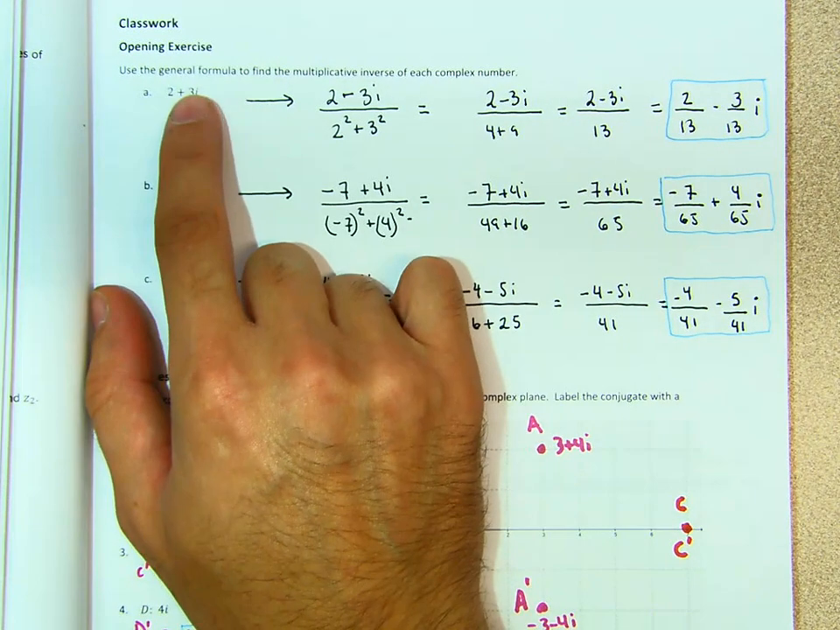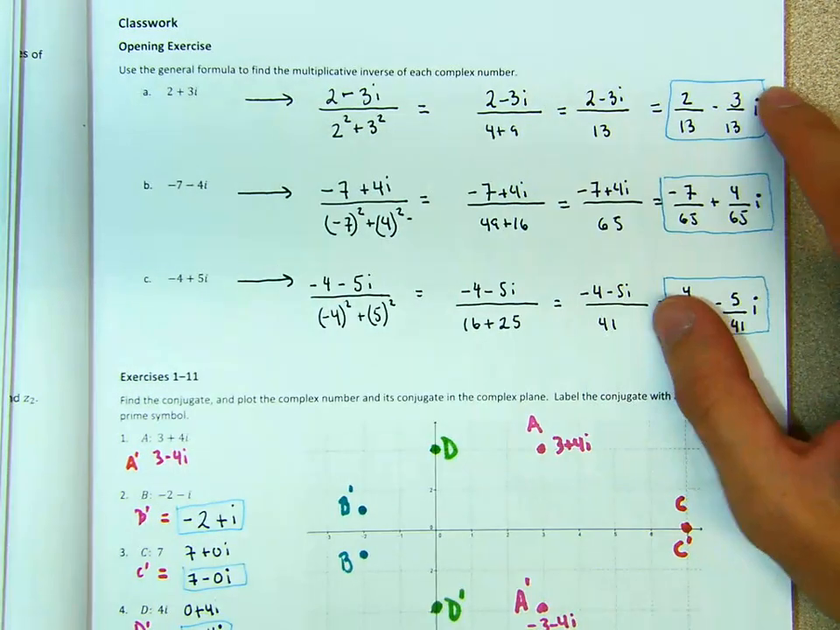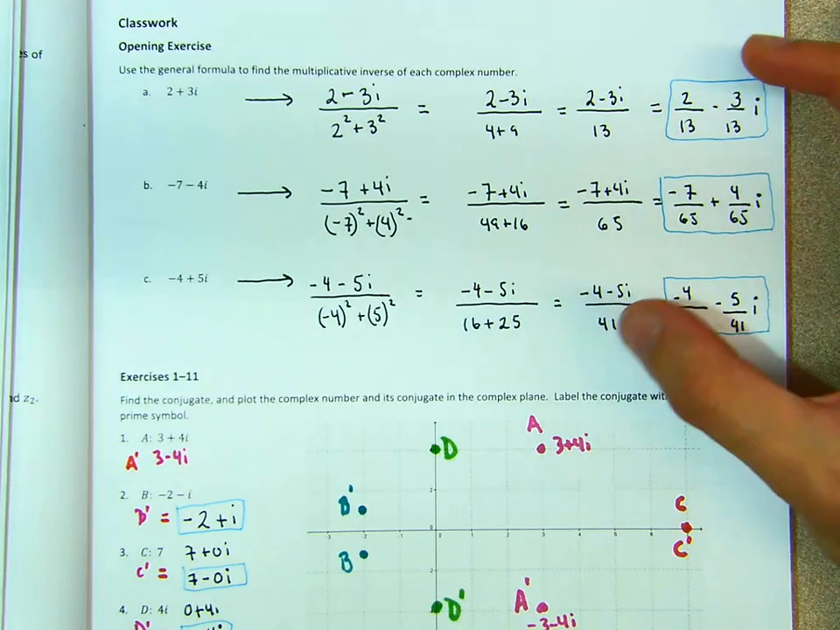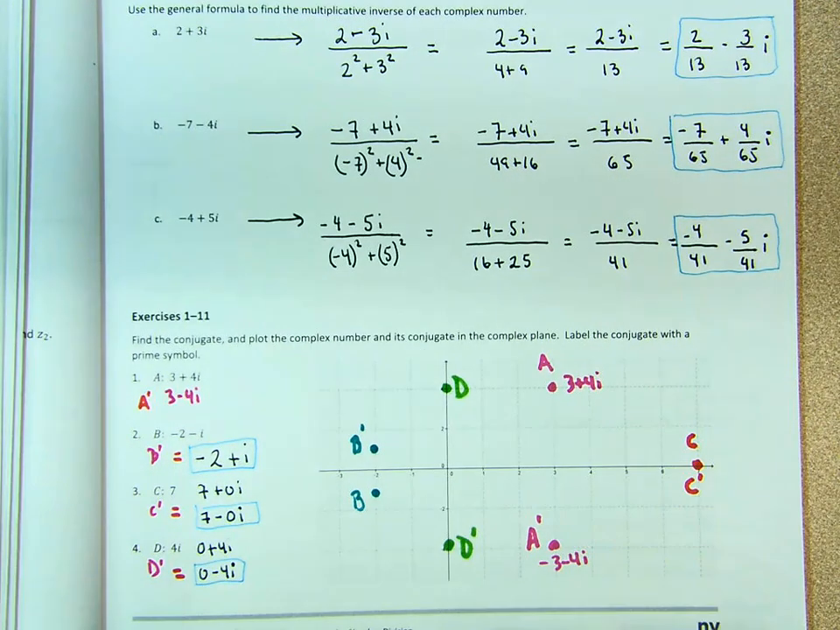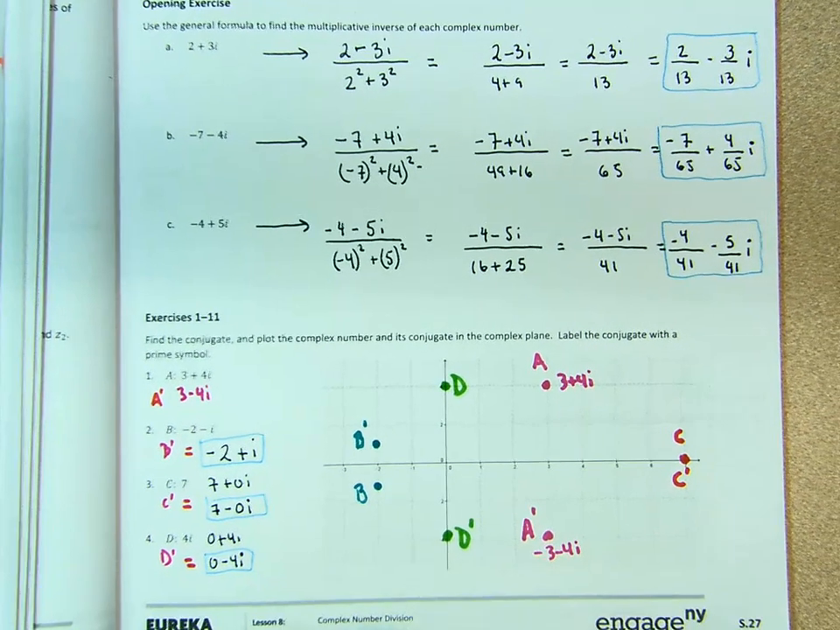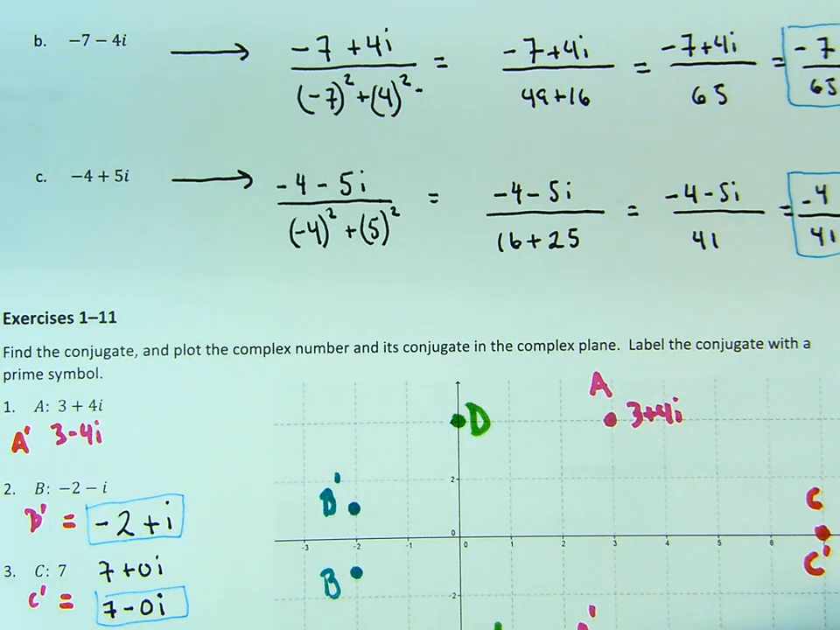What's the multiplicative inverse of all 3 of these? Here are your solutions, okay? Take your time and look at them, and if you have any questions, you could ask me or ask a neighbor. So you got this. Here, for this part, if I have 3 plus 4i, the conjugate is 3 minus 4i, so this is 3 plus 4i, 3 minus 4i. Negative 2 minus i is right here. This is negative 2 plus i. So this is my b, this is my b prime. Let's look at c prime, c and c prime.